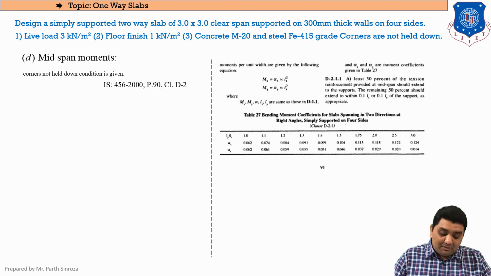So from the next page, that is page number 91, these figures are very important from Table 27, as you can see here. Table 27 gives us the bending moment coefficients for slabs spanning in two directions, that is a two-way slab, simply supported on four sides. So whenever corners are not held down, that means simply supported is given, we will always be finding the bending moment from Table number 27. So this table is to be identified and the proper values are to be noted down for proper calculation and getting the proper answer of your numerical problem.